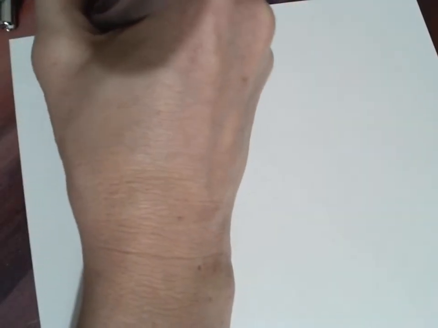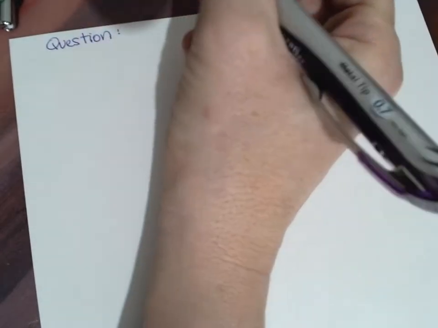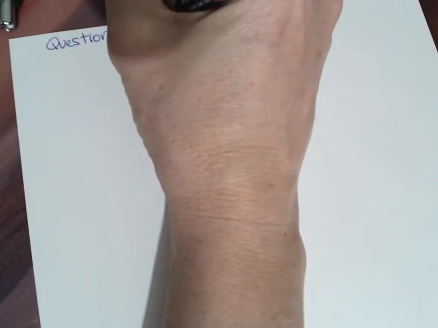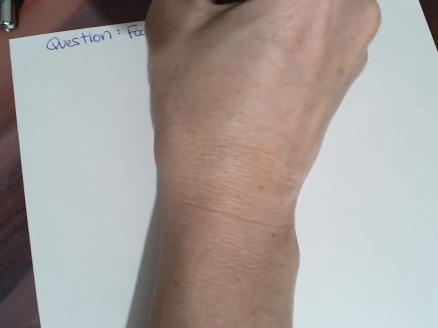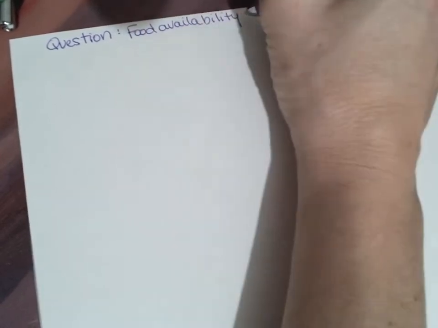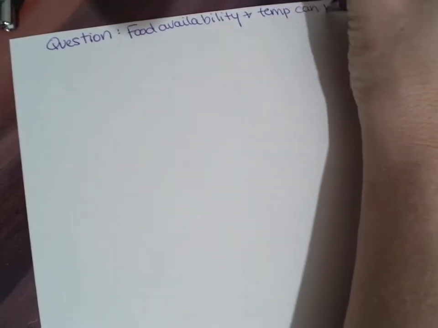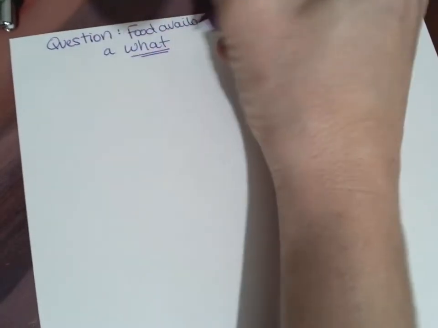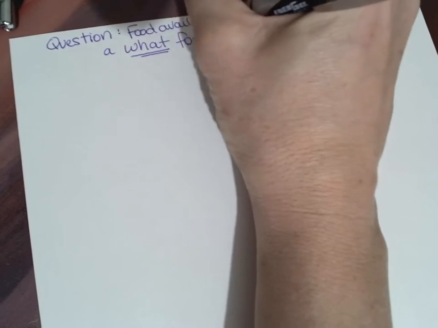We are going to be talking about ecological succession. Ecological succession is something that you see and you just didn't realize that you were seeing it. We're going to put some science words to it. So our question for this set of notes is: food availability and temperature can be a what for a particular organism?